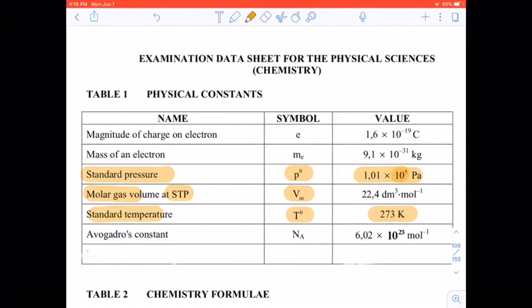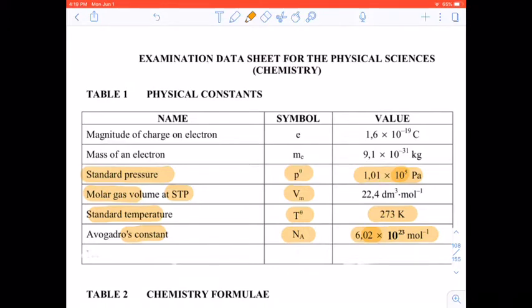And then we've got Avogadro's constant. Avogadro's constant here is given by that symbol Na, and the value is 6.02 times 10 to the 23 per mole, right? As you can see, it's a reciprocal mole. Normally, Avogadro's constant has about 8 to 9 decimal points, right? But for our purposes, we will just have it written to 2 decimal points.